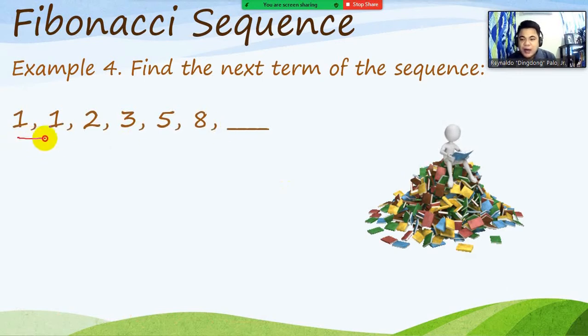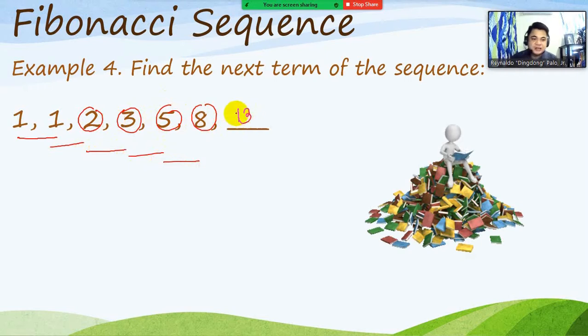You have to add the previous two terms, 1 plus 1, to get the next term. So, 1 plus 1 equals 2. 1 plus 2 equals 3. 2 plus 3 equals 5. And then 3 plus 5 equals 8. So, to get the next term, you have to add 5 plus 8 equals 13. So, that is the missing term. Okay? That's how you're going to solve for a Fibonacci sequence.